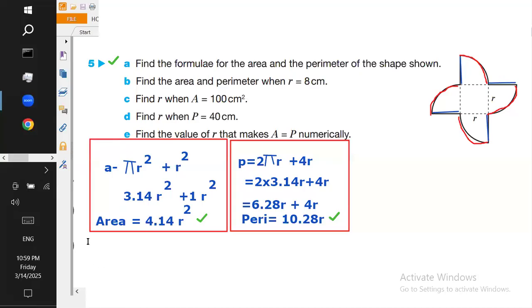So for the first thing, I'm going to write the answer for B here. Area equals 4.14 multiplied by 8 squared. That's the first part, okay? And this will give me the answer for the area of the whole shape. So I can do this with the calculator. 4.14 times 8 squared, and the answer is 264.96 centimeters squared.